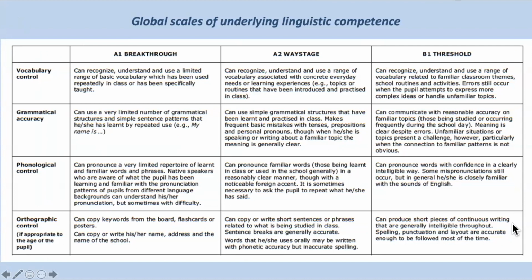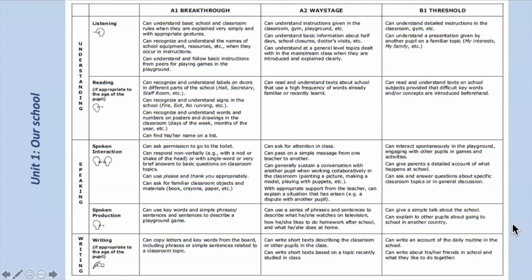Here are the global scales of underlying linguistic competence. Very simple, as you can see, and just 4 categories: vocabulary and grammar, and then phonology for speaking and orthography for writing. And then one example of a unit of work, the first one, our school.